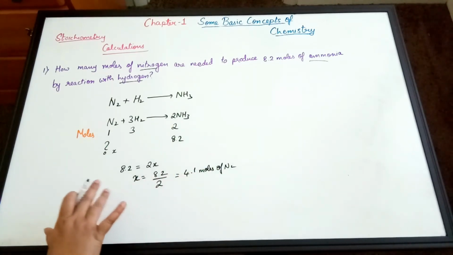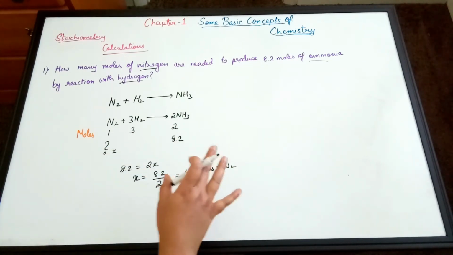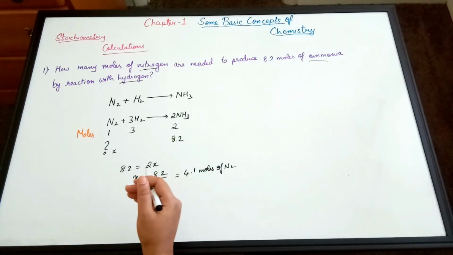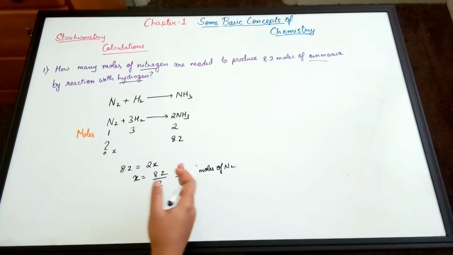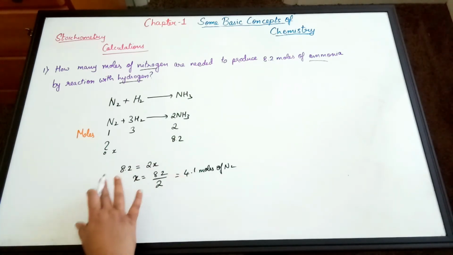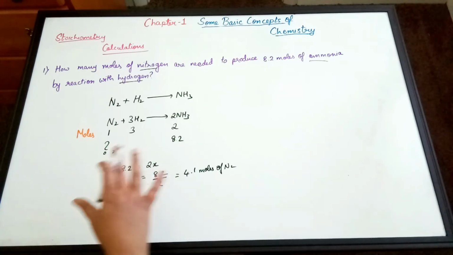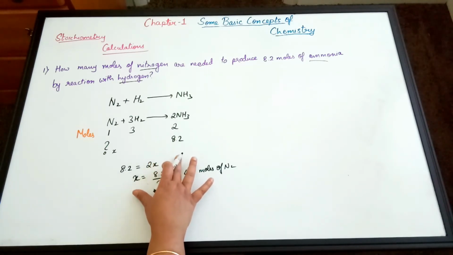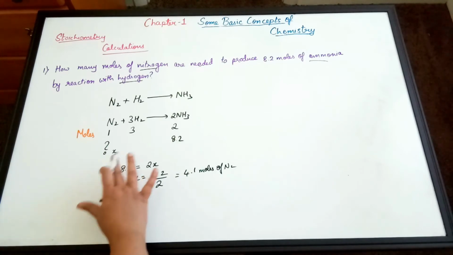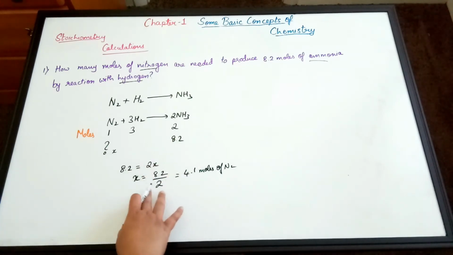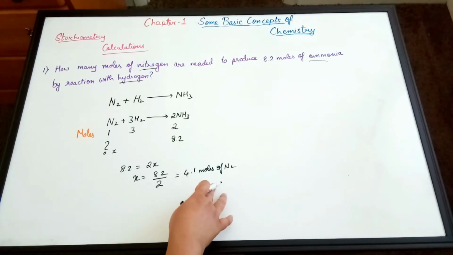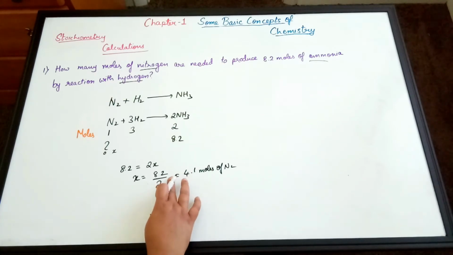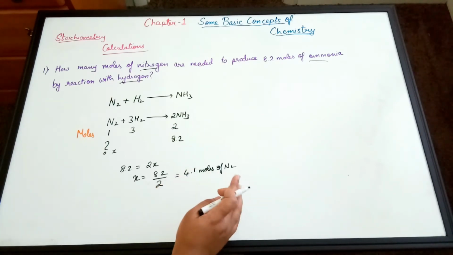So here we have first figured out the equation, and then we had to balance the chemical equation, and from there we had to figure out the mole relation between all three: 1 mole of nitrogen reacts to form 2 moles of ammonia. So for 8.2 moles of ammonia to be formed, how many moles of nitrogen are required? Basically we did a cross multiplication and found out 4.1 moles of nitrogen are required to form 8.2 moles of ammonia. That's about it. It's very simple, right?